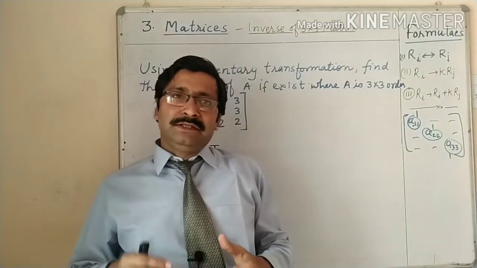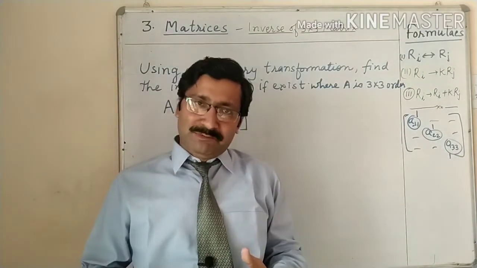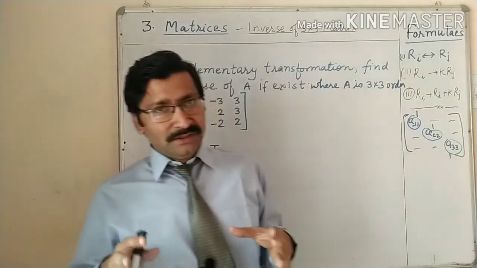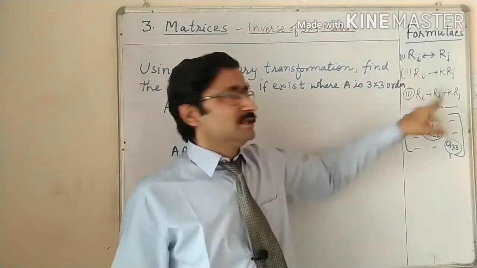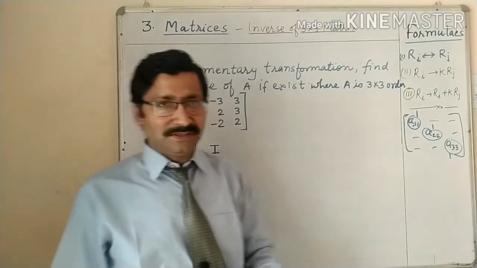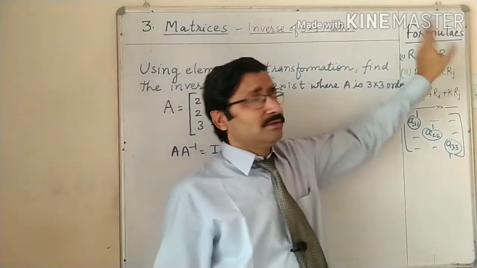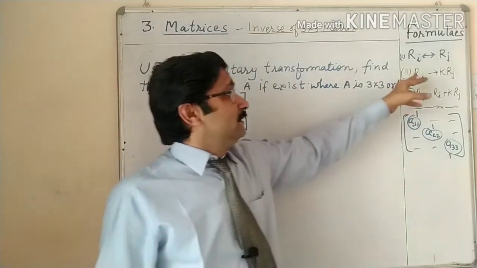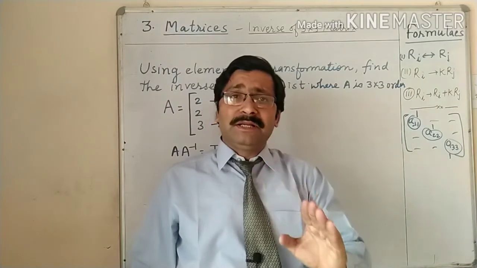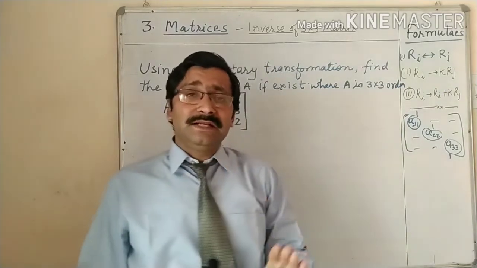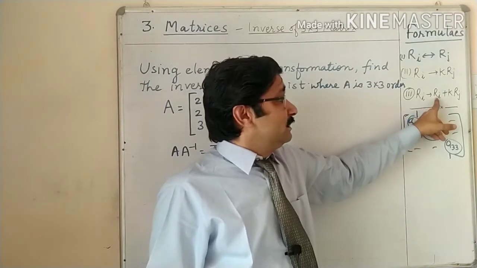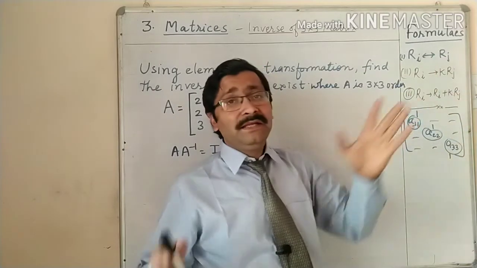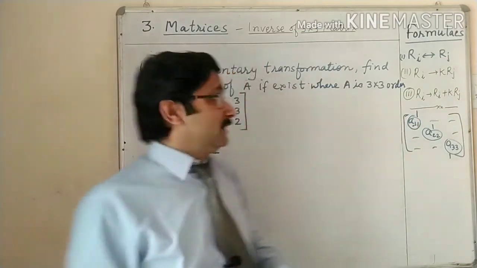We are doing the elementary row transformation here. We will use only row transformation; you can use only row or only column. In row transformation we have 3 rules. First, you can interchange row 1, row 2 and row 3. Second, you can multiply any row by a nonzero scalar. Third, you can add to a row any other row multiplied by a scalar number.